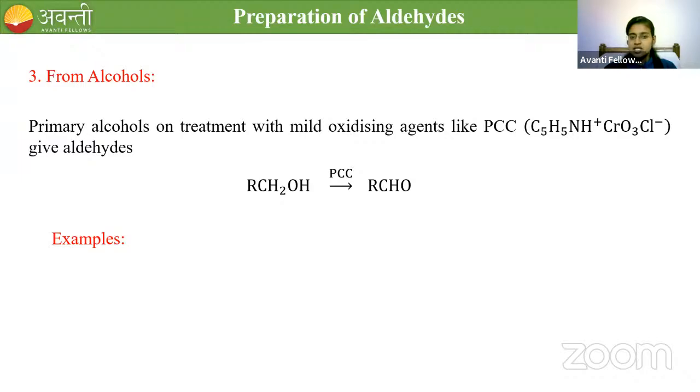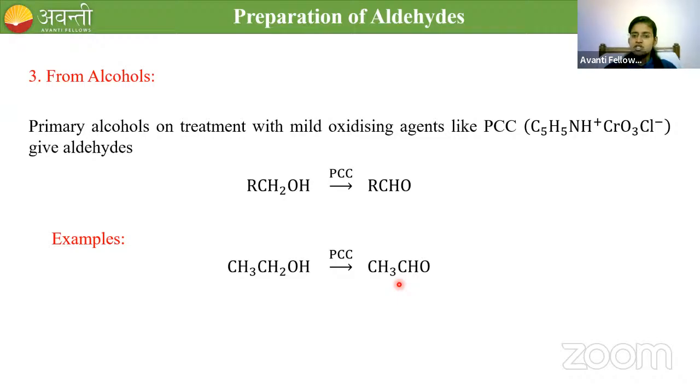The example that I'm going to take is CH3CH2OH. CH3CH2OH is an example of primary alcohol and the name of this alcohol is ethanol. If I treat it with PCC, it will give ethanal, because we have two carbons in the alcohol. So the two-carbon alcohol will give a two-carbon aldehyde. Ethanol will give ethanal, propanol will give propanal, butanol will give butanal, and so on.